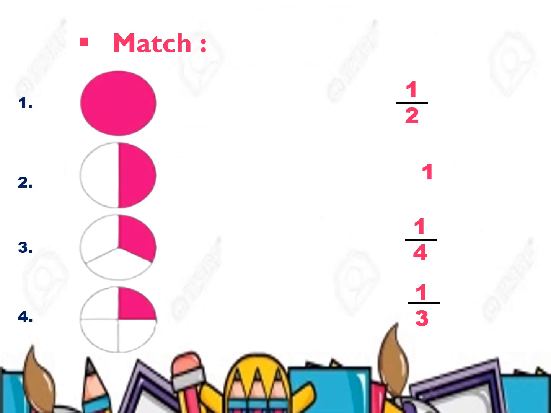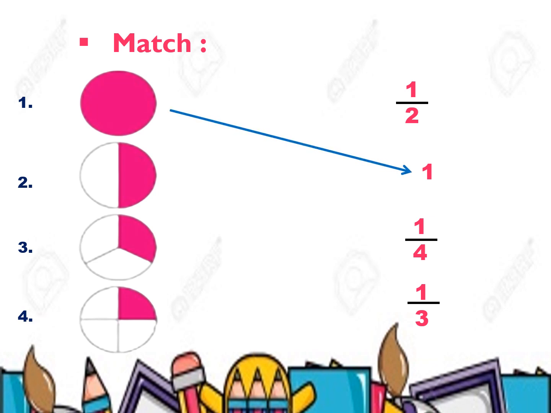Here, match the shape to the fraction. Remember the definition: the number of the colored parts over the total parts. I have here a circle and all of the parts colored. So I call this shape one whole. And how can I write it in the fraction? 1. So I will join this to 1.